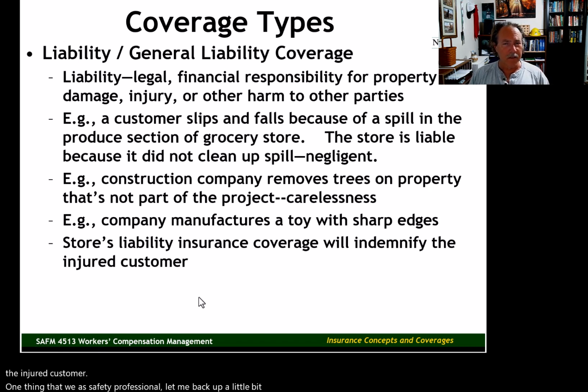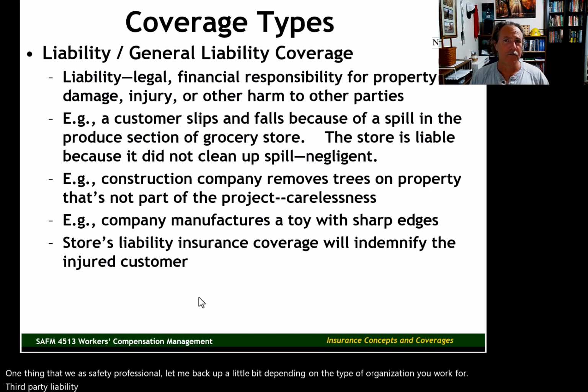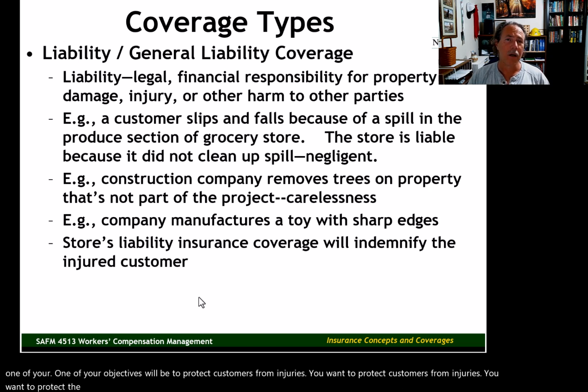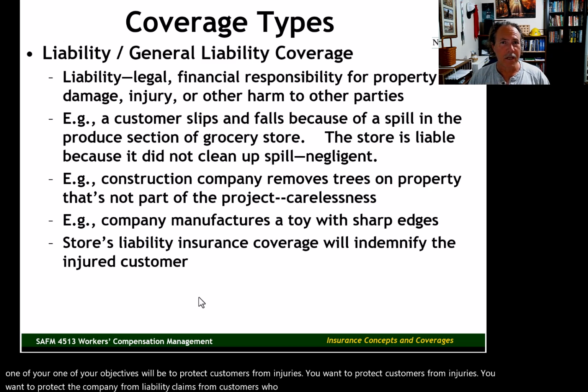One thing that we as safety professionals, let me back up a little bit. Depending on the type of organization you work for, third-party liability may be a bigger issue for you. If you go to work for Walmart or Lowe's or Target as a safety professional, one of your objectives will be to protect customers from injuries. You want to protect the company from liability claims from customers who claim to be injured on your property.